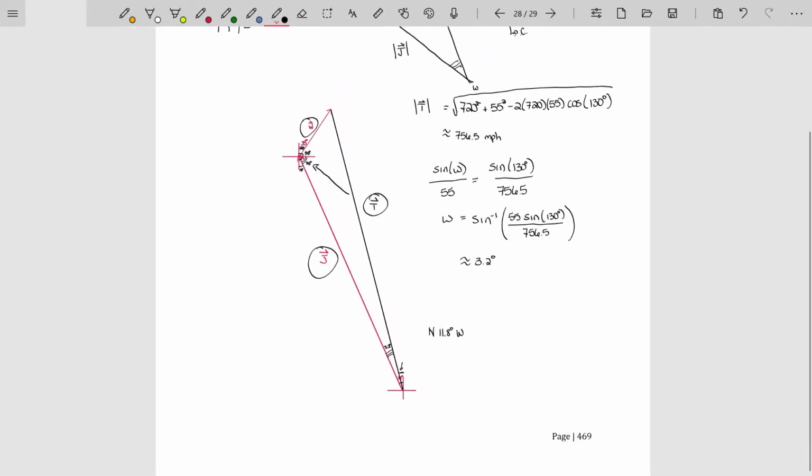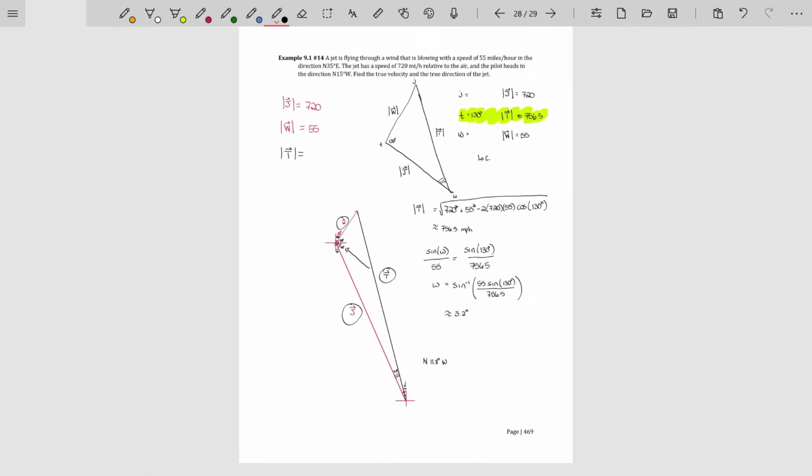These are really, really cool problems. And notice they do use the law of cosines. You'll use the law of cosines and law of sines quite a bit. That's why this is in trig material. Really good stuff. I totally dig vectors.